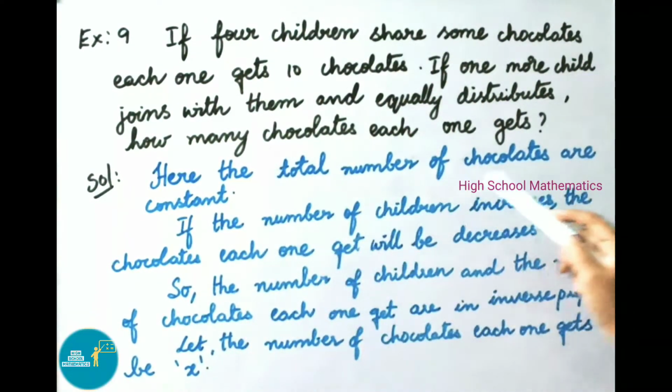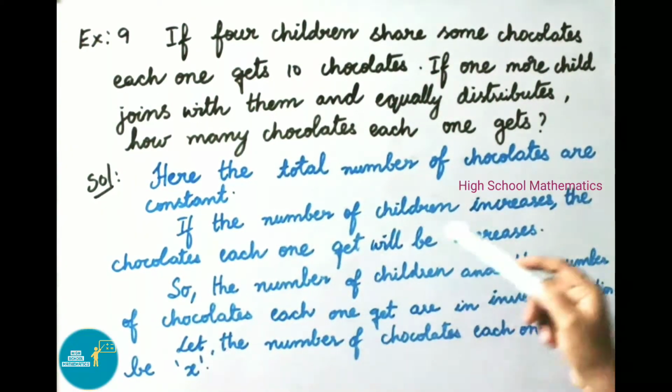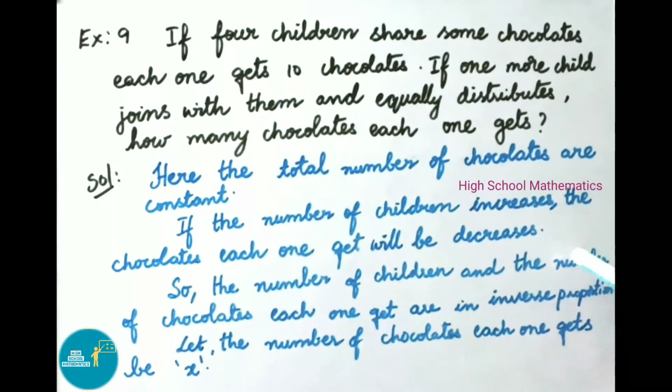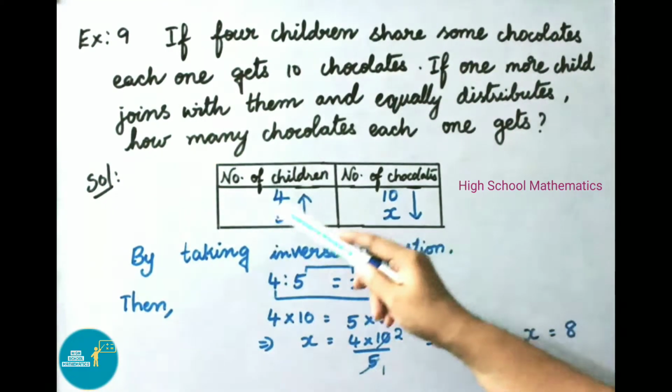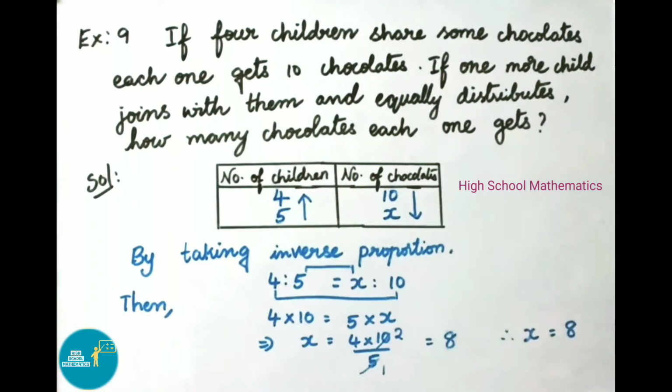Here the total number of chocolates is constant. If the number of children increases, the chocolates each one gets will decrease. So, the number of children and the number of chocolates each one gets are in inverse proportion. Let the number of chocolates each one gets be x. See, here we have written a tabular form of number of children and number of chocolates.